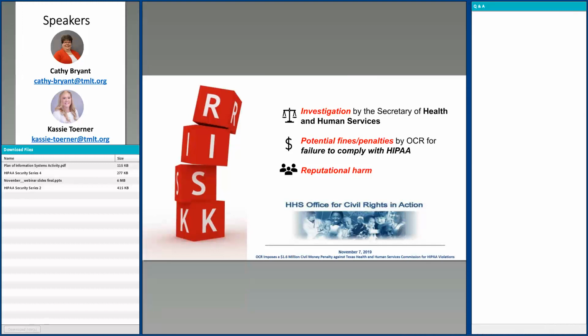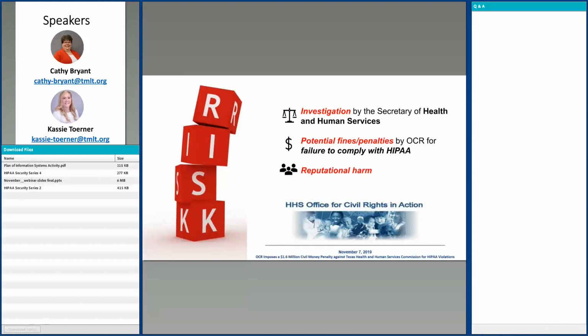And in closing here, what are we trying to avoid? As with all of these HIPAA privacy and security rules, we don't want to have an investigation by the Secretary of Health and Human Services. We want to avoid fines and penalties by the OCR. We want to make sure that there's not reputational harm in what's going on.